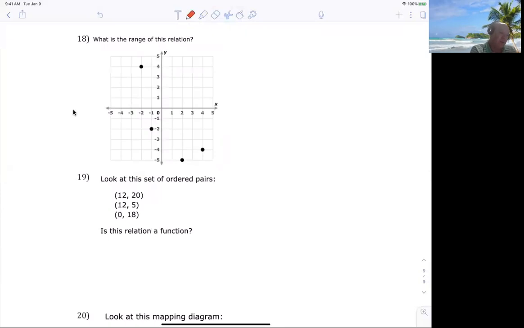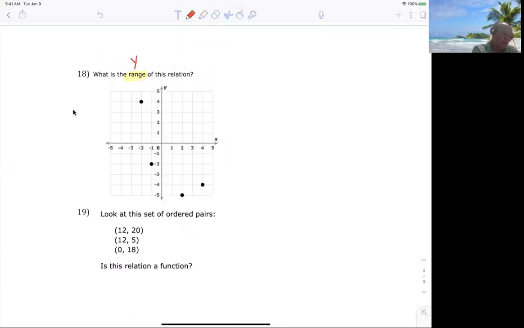Okay, now the range. The range, remember, is referring to the y values. So now instead of going to the x-axis, we need to travel over to the y-axis. This point comes over here, this point comes over here. So I'm going to the y-axis. Again, remember I like to write small to large. So the smallest y value is -5, then -4, then -2, and then 4.